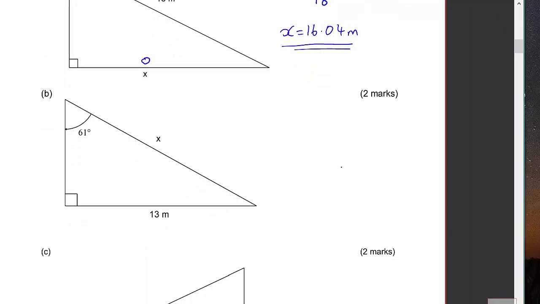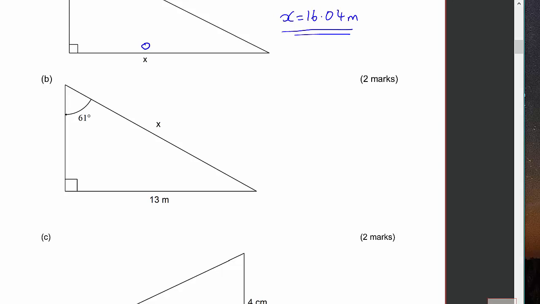Okay, so moving on to part B. Here's the angle. This is the opposite and this is the hypotenuse. So once again we're using the sine. The sine of the angle is equal to the opposite divided by the hypotenuse.